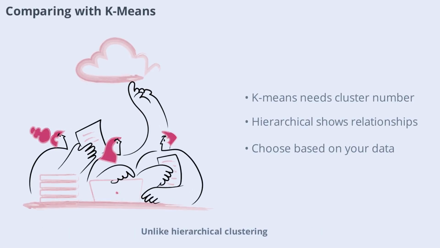Unlike hierarchical clustering, k-means requires you to specify the number of clusters in advance. K-means is generally faster and better suited for large datasets, but it doesn't provide a hierarchy or reveal relationships between clusters. Each method has its strengths, and the best choice depends on your data and analysis goal.